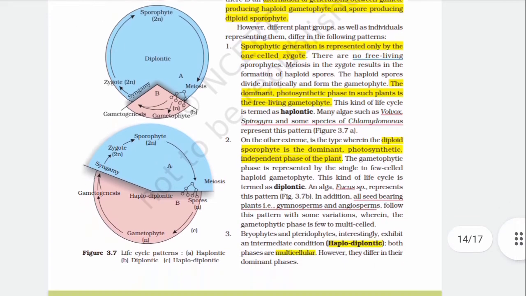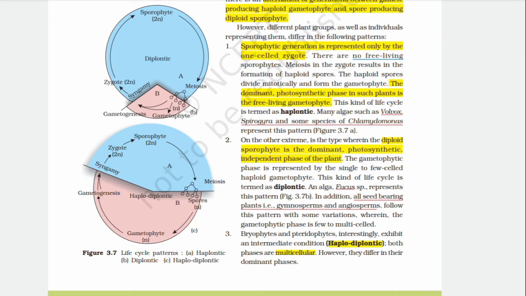Okay. The second one is the extreme. The diploid sporophyte is dominant. The gametophyte is not independent. It is dependent on the sporophyte. This type of life cycle is known as diplontic. An alga called Fucus is also diplontic. And all angiosperms and gymnosperms are diplontic. You can see from option B. Here you see the gametophyte that will produce gametes. The gametes will fuse to form the zygote, and the sporophyte is the dominant phase.